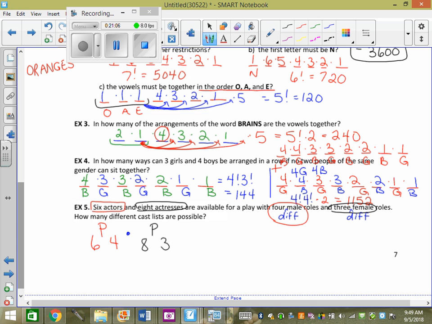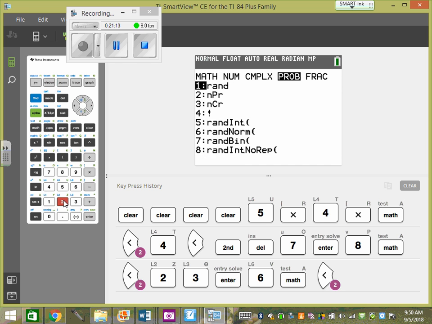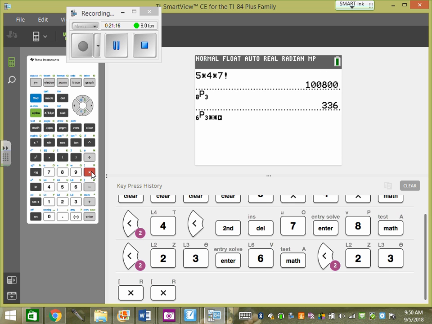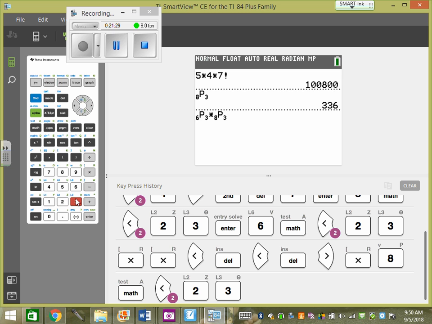6P4 times 8P3. Oops. If you have the calculator that puts them down like this, you have to arrow up to do times. It was 4, wasn't it? 6P4. I had the wrong number. $120,960. Everyone get that? If you didn't get it, you may not have arrowed up to do your multiplication. It might have had a multiplication down here, which makes a big difference.